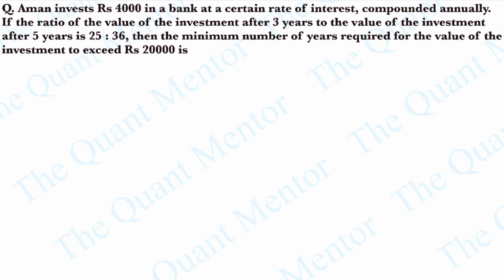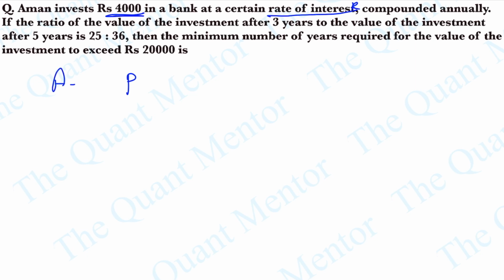So Aman invests rupees 4,000 in a bank at a certain rate of interest compounded annually. So we have annual compounding here. If the ratio of the value of the investment after 3 years to the value of the investment after 5 years is 25 is to 36, then the minimum number of years required for the value of the investment to exceed rupees 20,000 is. Let's call the principal of rupees 4,000 as P for time being and the rate of interest as R for time being.